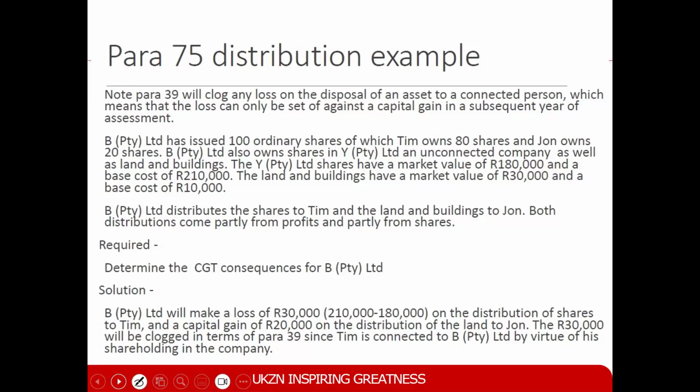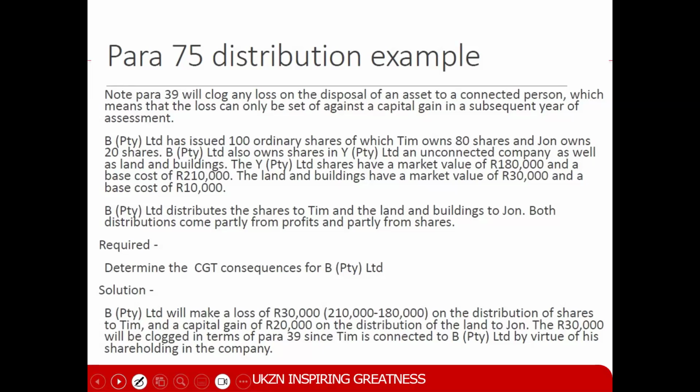So in this case, you've got to know B will make a loss. What happens? You need to remember one thing in this case: the market value of the shares was 108,000, but the base cost was 210,000. So there's a loss of 102,000 on the distribution of shares to him, and a capital gain of 20,000 on the distribution of land to John. So what does this mean? Because the land in that case had a market value of 30,000 and a base cost of 10,000.